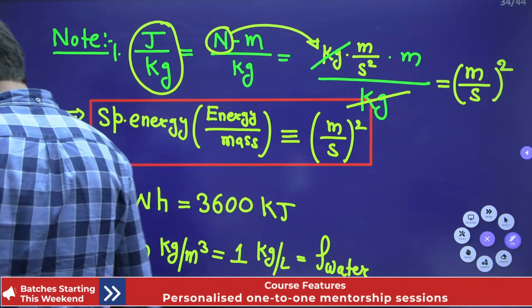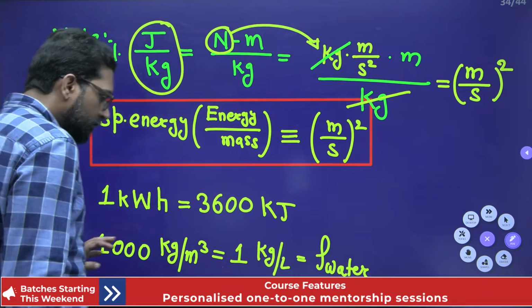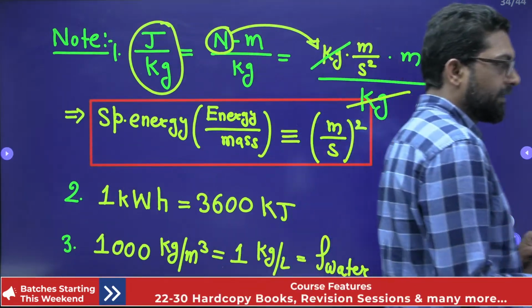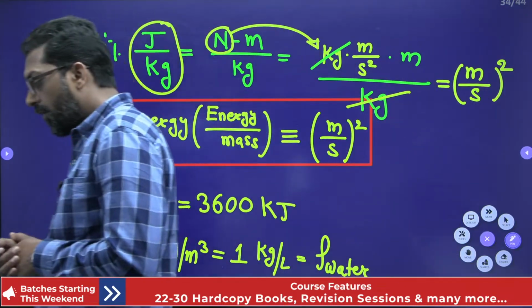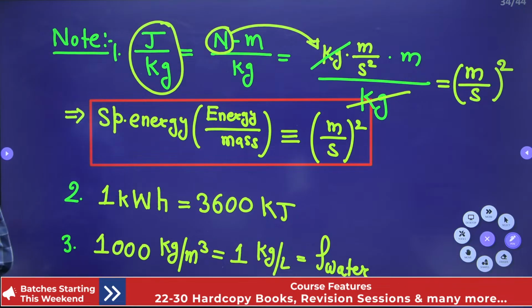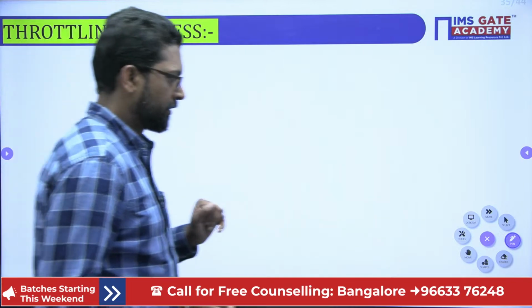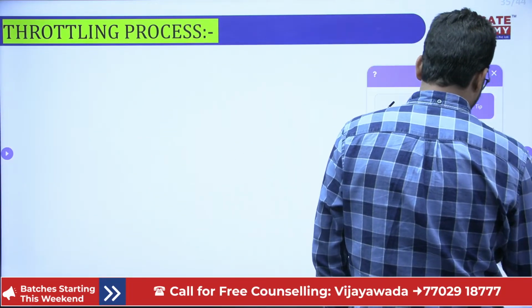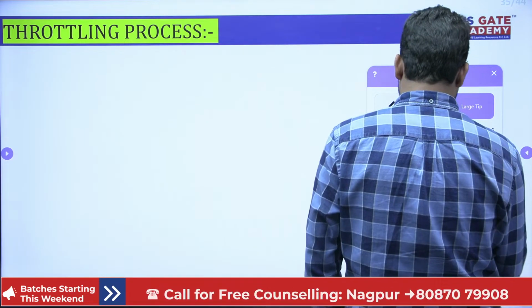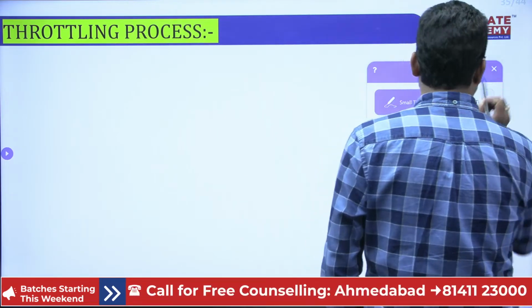Okay. Now, we have completed the energy conversion of a control volume system. Now we will discuss the application of this. One of the best applications is the throttling process. So what is the throttling process?